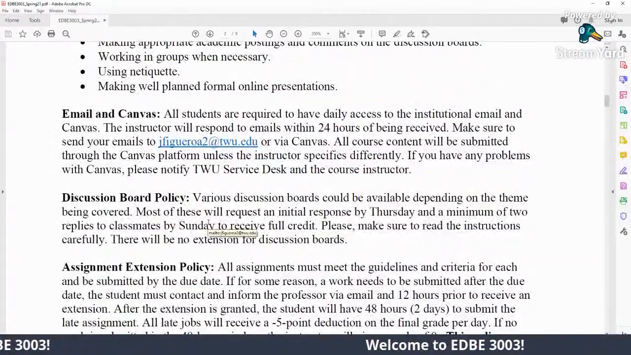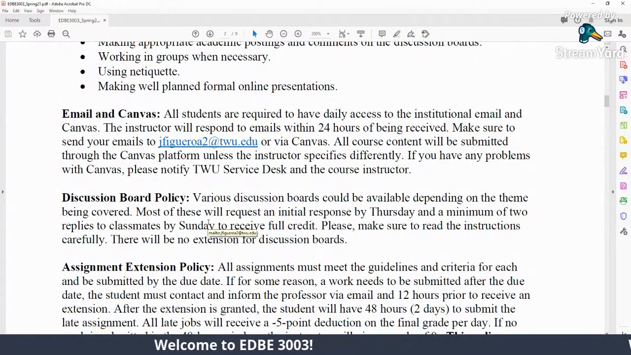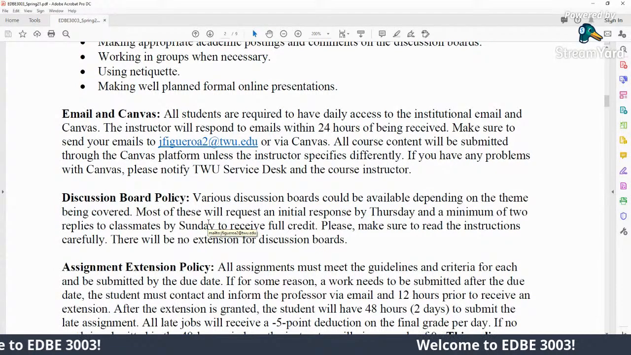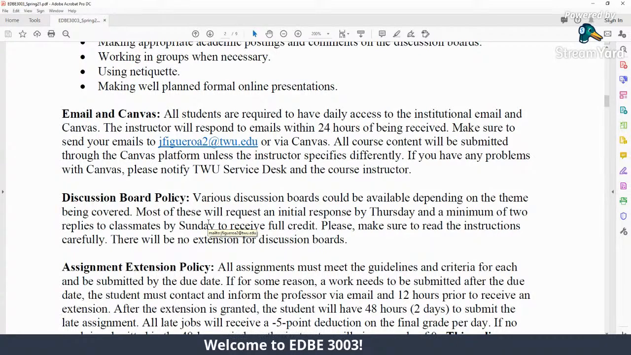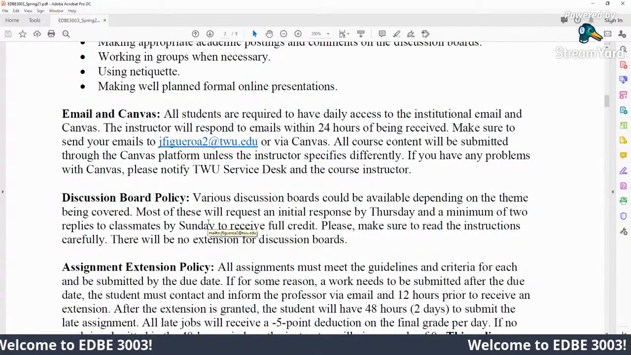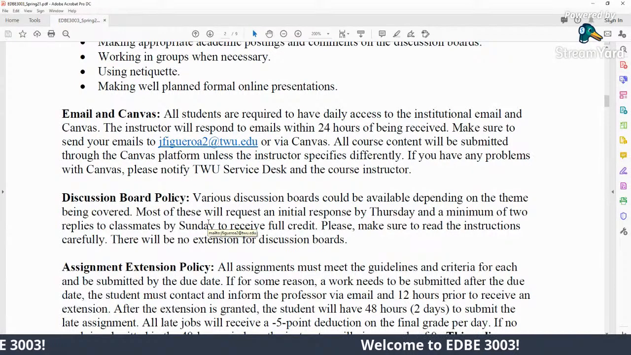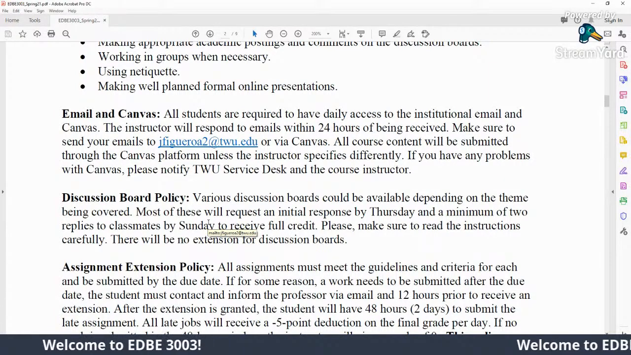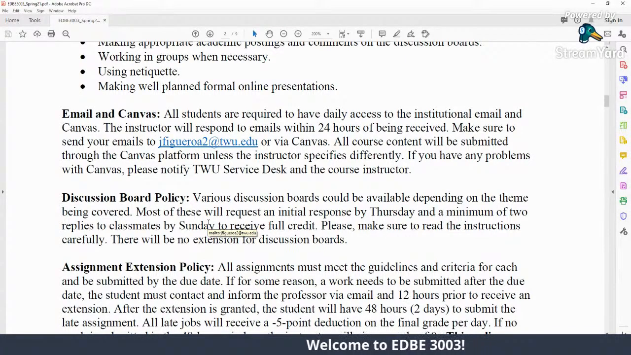Email and Canvas. All students are required to have daily access to the institutional email and Canvas. The instructor will respond to emails within 24 hours of being received. Make sure to send your emails to jfigueroa2@twu.edu or via Canvas. All course content will be submitted through the Canvas platform unless the instructor specifies differently. If you have any problems with Canvas, please notify TWU Service Desk and the course instructor.